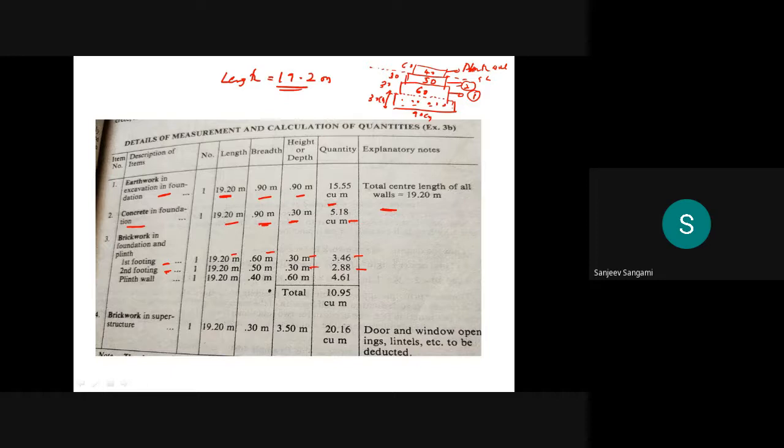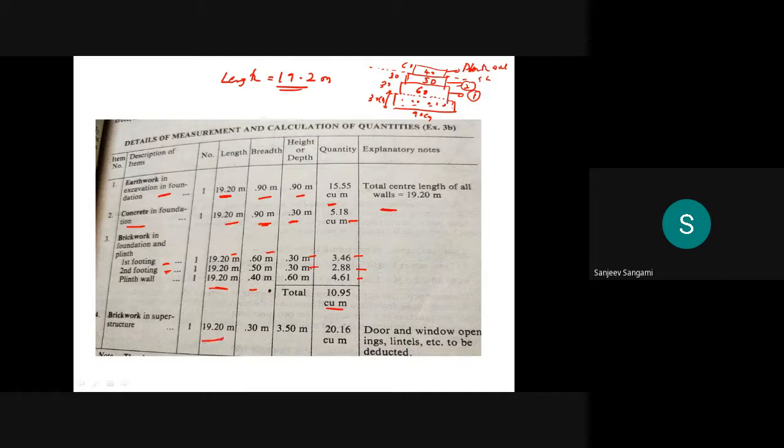So then plinth wall, that is again the length will remain the same, 19.2. There will not be any changes. Then 40 is our breadth, and 60 centimeter is our height. So then you add all these things, then you'll get 10.95 cubic meters.